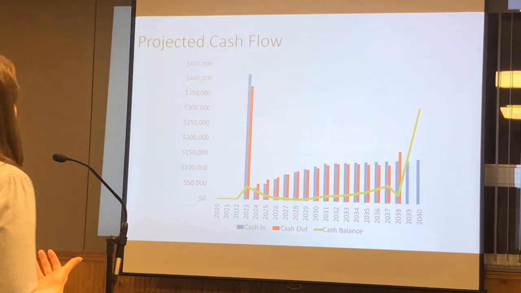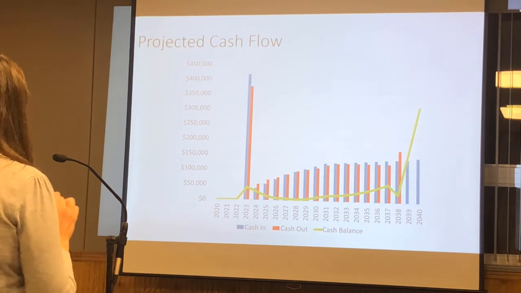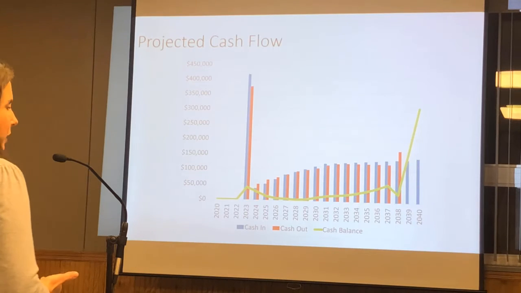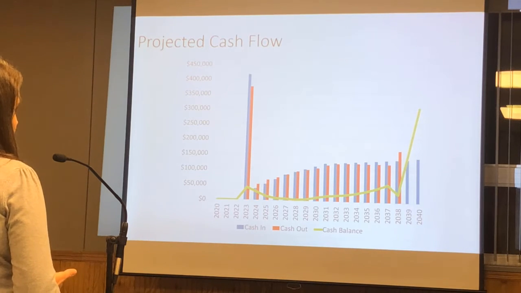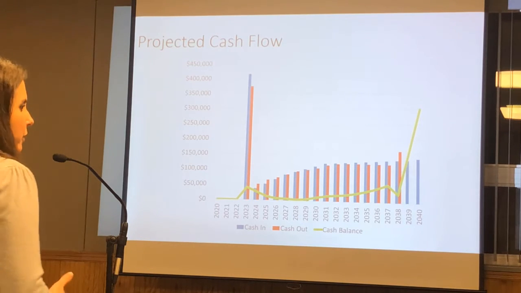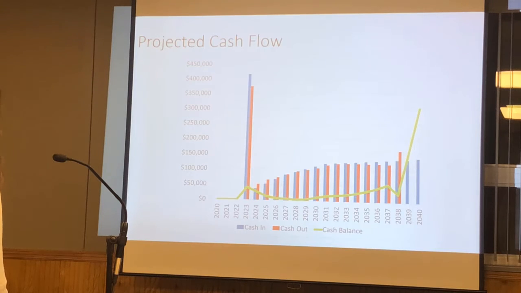But what this does show is that the green line represents cash balance in the TID fund, and that number would be positive throughout the life of the TIF district, and by about 2038, project costs will be paid off and the TIF district could be closed. So we do believe this will be economically feasible.